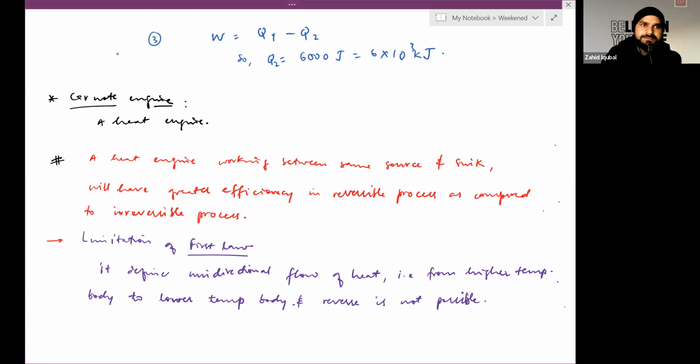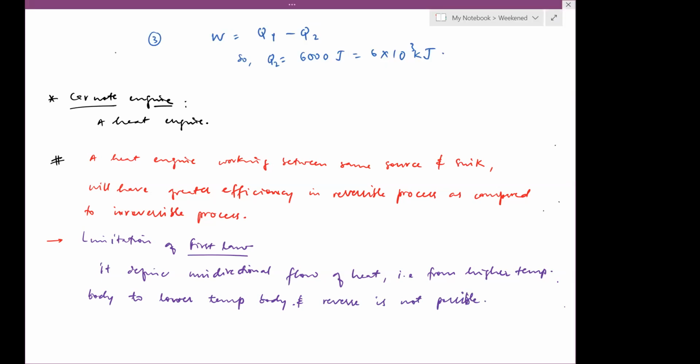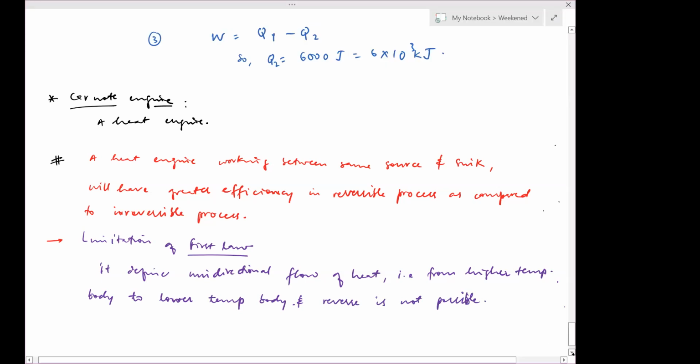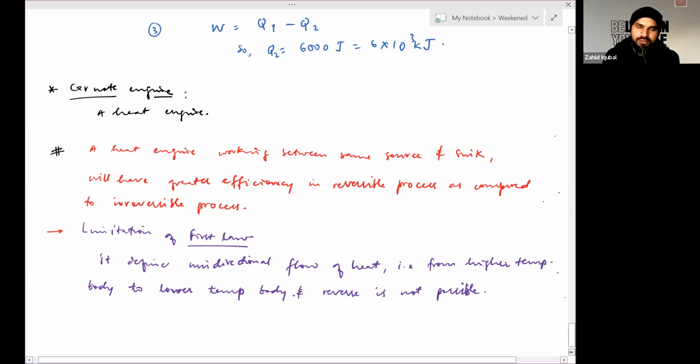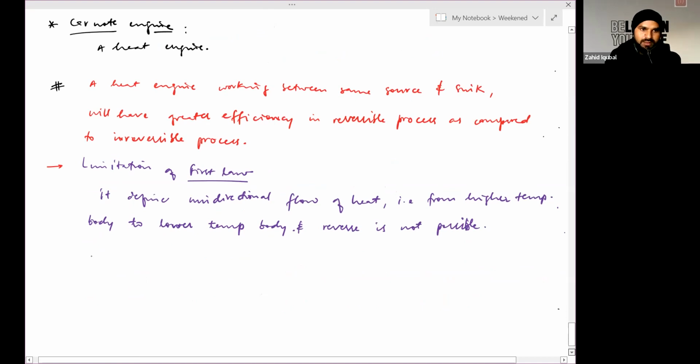Mamuna, any doubt? No, sir. So this leads to the basis or origin of the second law of thermodynamics. Anyone who knows about it? Second law of thermodynamics.